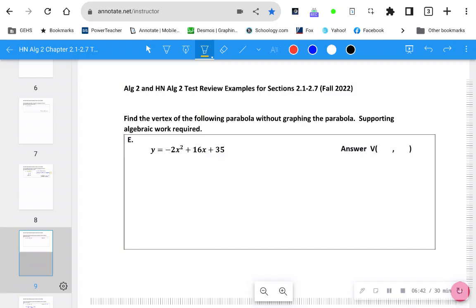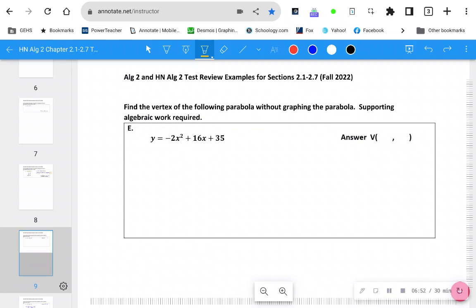Okay, here's example E, and on this one, you're supposed to find the vertex. Excuse me. So I'm pausing to pause the video and do this problem.